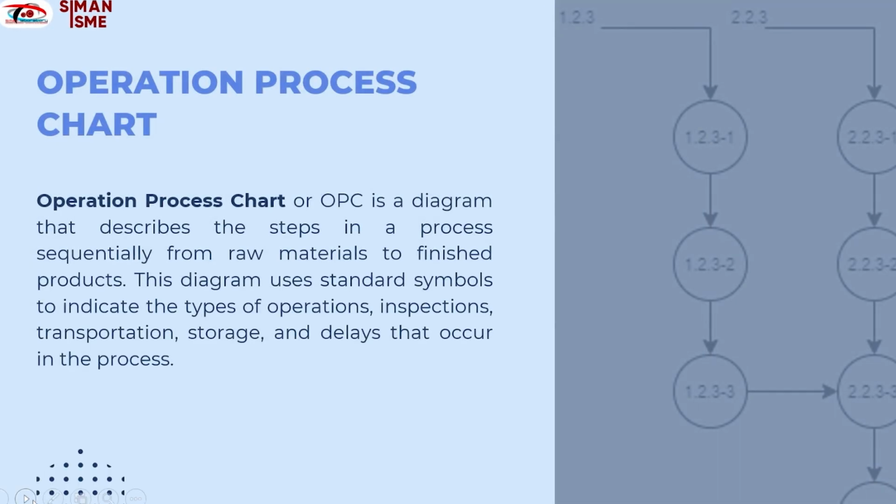Okay, next about operation process chart. Operation process chart, or OPC, is a diagram that describes the steps in a process sequentially from raw materials to finished product. This diagram uses standard symbols to indicate the types of operations, inspections, transportation, storage, and delays that occur in the process.